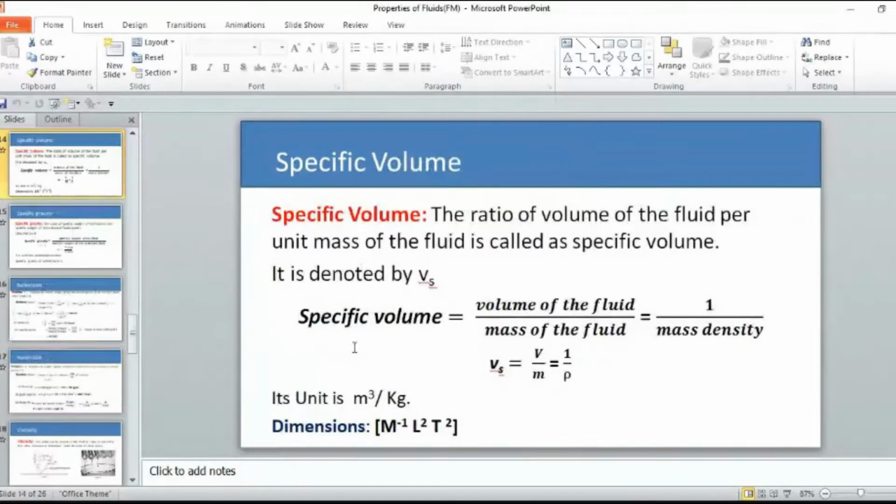Then specific volume, it is volume per unit weight of the fluid, denoted by V suffix s. This specific volume is nothing but the inverse of mass density, 1 upon rho. Its unit is meter cube per kg and dimension is, sorry, for correction, it is m minus 1 l3 t0.